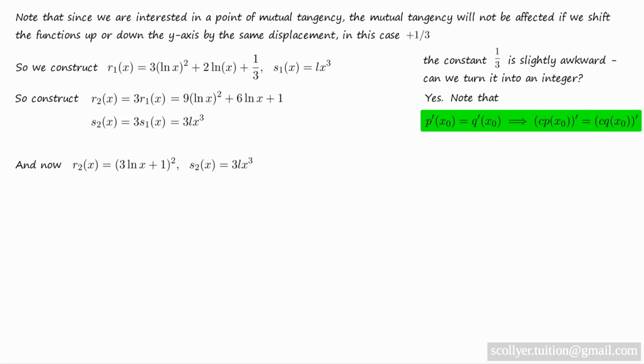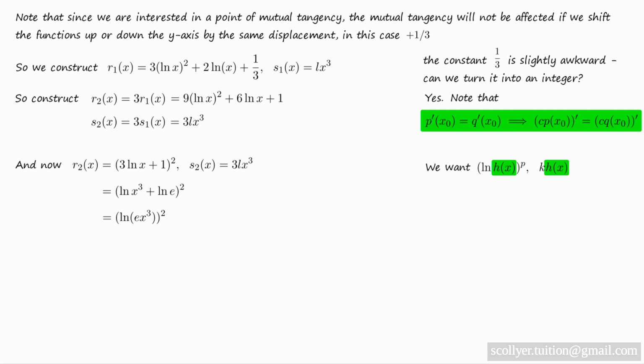But these two functions are not yet in the required form because we want functions that look like log of h of x to the power p and k times h of x, where h of x appears in both functions. Now we can rewrite r2 of x. We note that 3 log x equals the log of x cubed and 1 equals the log of e, and we can combine those two terms into the log of e x cubed, and so we find that r2 of x equals the square of the log of e x cubed.